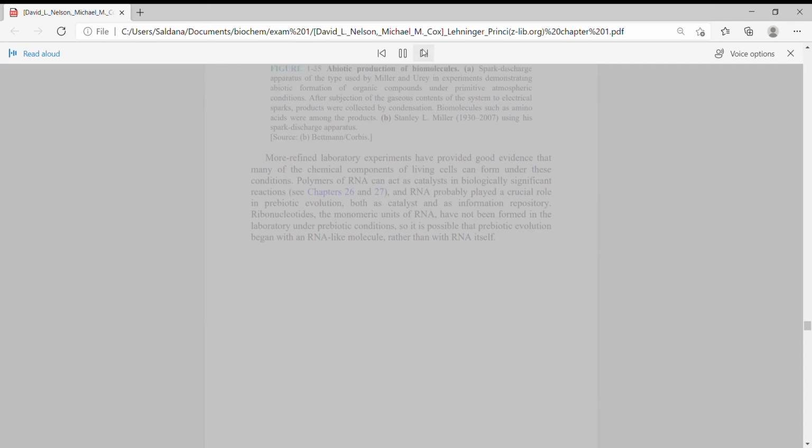Figure 1-35. More refined laboratory experiments have provided good evidence that many of the chemical components of living cells can form under these conditions. Polymers of RNA can act as catalysts in biologically significant reactions. See chapters 26 and 27. RNA probably played a crucial role in prebiotic evolution, both as catalyst and as information repository. Ribonucleotides, the monomeric units of RNA, have not been formed in the laboratory under prebiotic conditions, so it is possible that prebiotic evolution began with an RNA-like molecule, rather than with RNA itself.